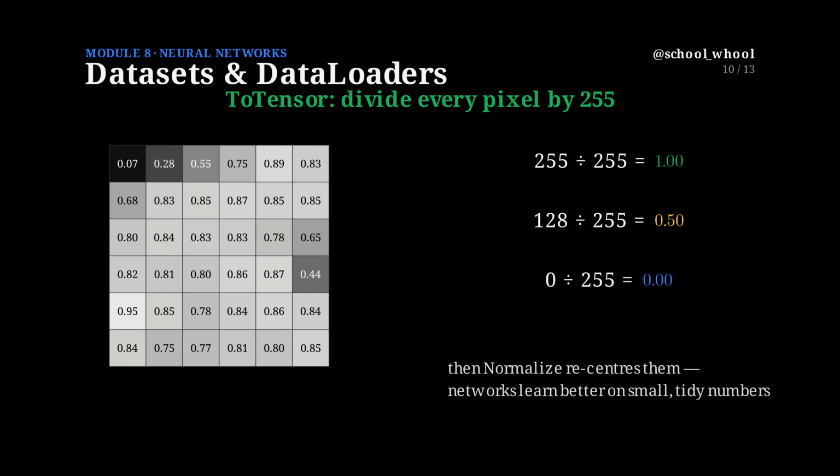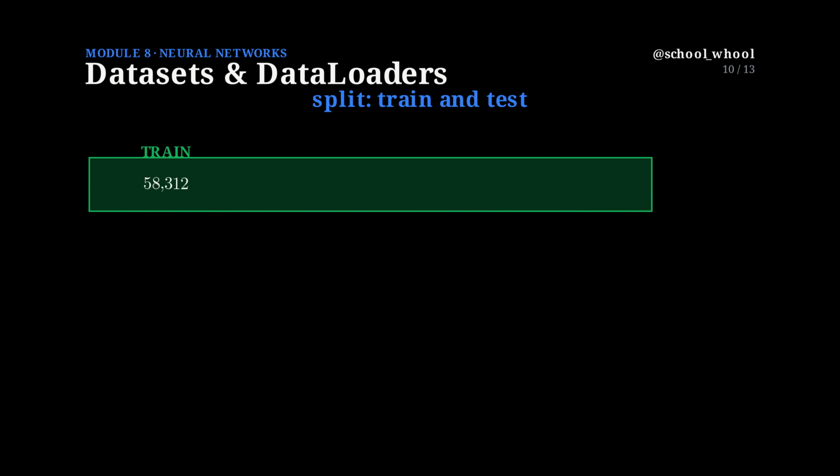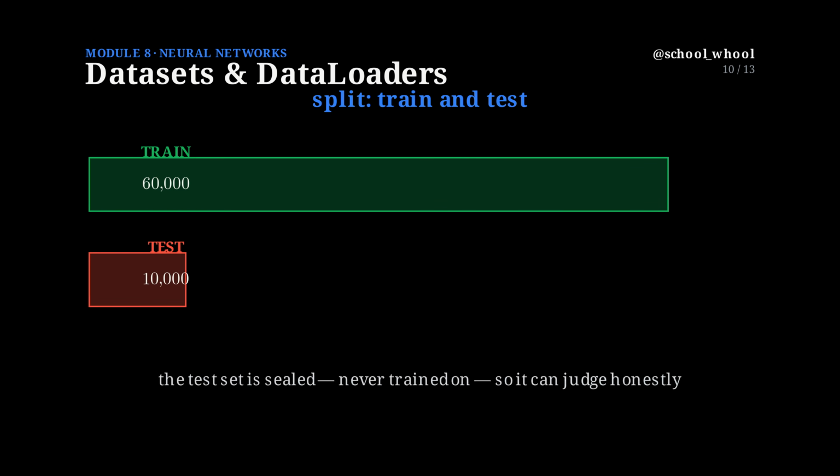Before training, we split the data in two. Watch the counts climb. 60,000 images go into the training set, the ones the network learns from. 10,000 are held back as the test set. The test set is never, ever trained on. It's kept sealed, so that later it can give us an honest measure of how well the network really does on images it has never seen.